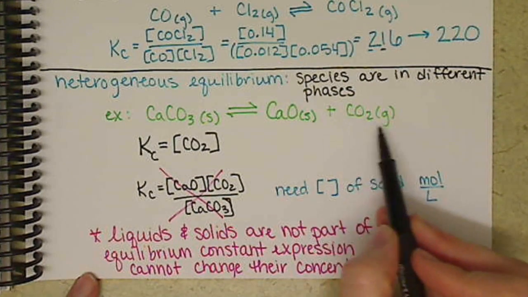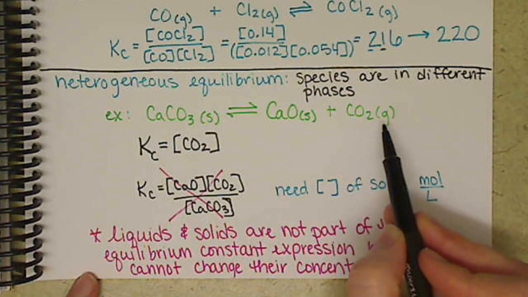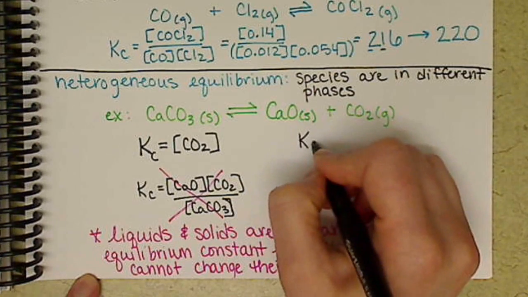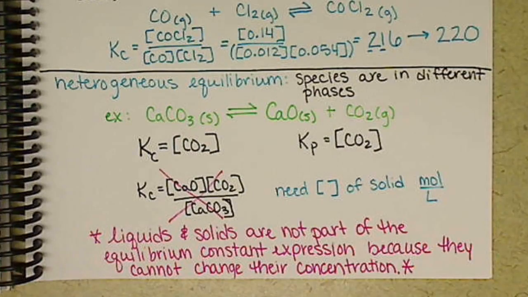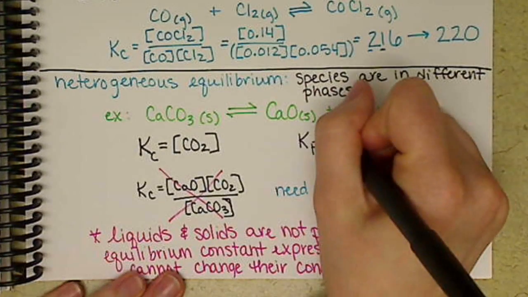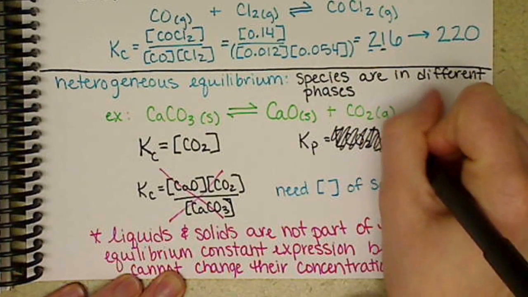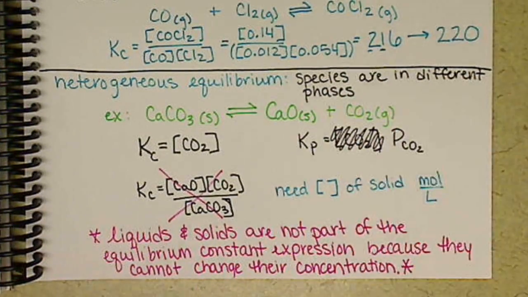Now, because our carbon dioxide here is in the gas phase, we could also write a Kp expression, which looks very similar because it's just based on the partial pressure of carbon dioxide, not the concentration. Sorry about that. Partial pressure of carbon dioxide.